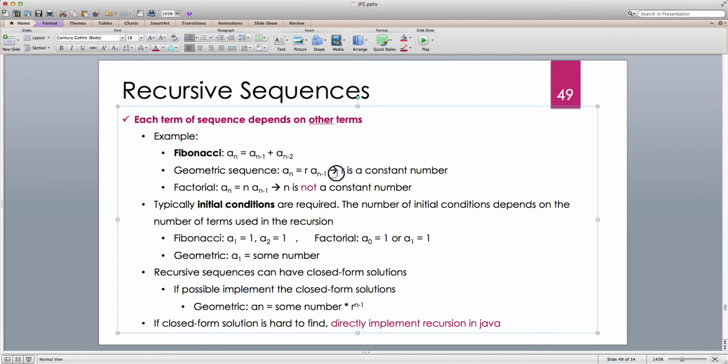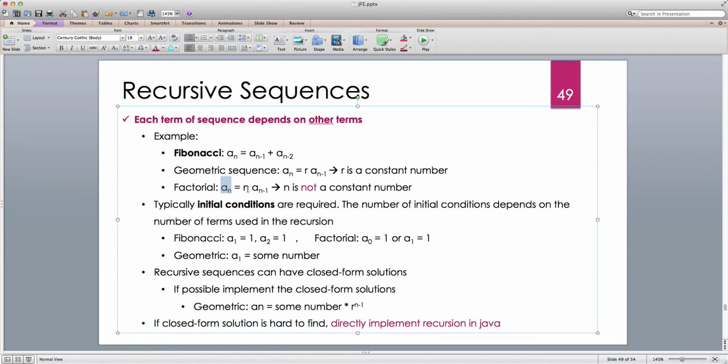For a geometric sequence, I have one term that is defining the next term. So obviously I need to set the value of r, but besides that, I only need one initial condition, and we typically say a1 is some number, the first term. For factorial, the same thing. We only have one term that is defining the next term. So we typically use a0 equals 1, and actually we can do this, because if we start from a0, then the next term is a1.